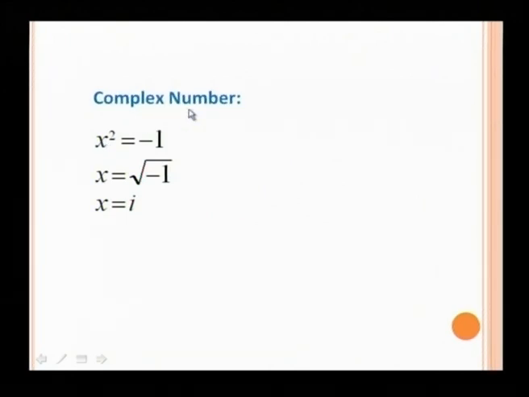Complex number. If we consider an example which is x square is equal to minus 1, now by taking under root on both sides, we have x is equal to under root minus 1. Here in mathematics, under root minus 1 does not exist. So we have x is equal to iota, which is a specific notation for under root minus 1. Mathematicians solved this problem and investigated this number as an imaginary or complex number.